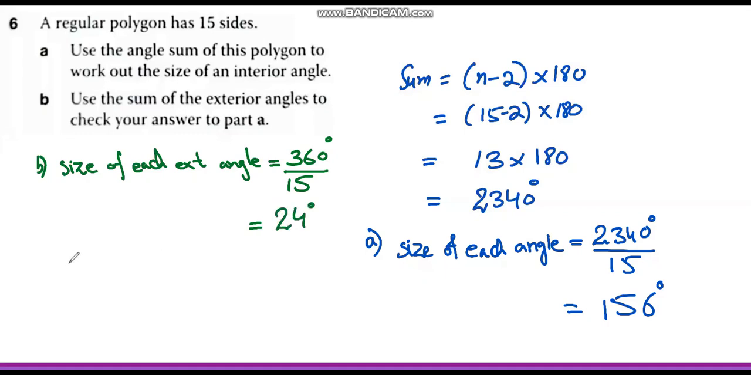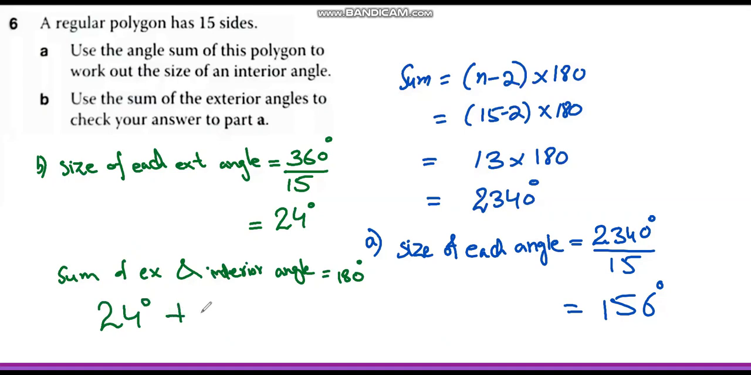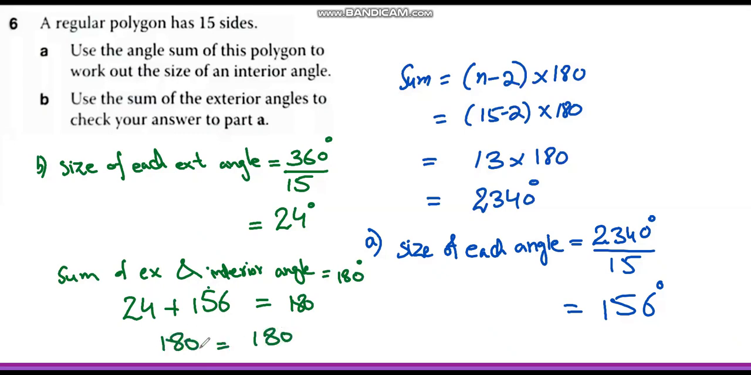Now we can use this property that the sum of exterior and interior angles should be equal to 180. So if each exterior angle is 24 degrees and each interior angle is 156 degrees, let's take the sum of each exterior and interior angle, 24 plus 156, and that should be equal to 180. So we have got two equal sides, which means we have verified our solution of part A.